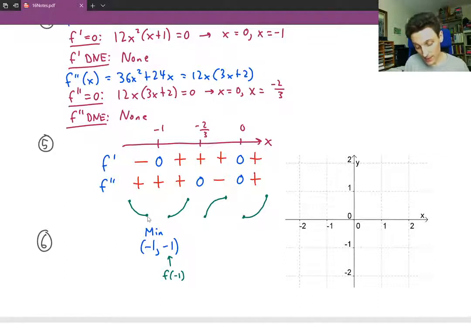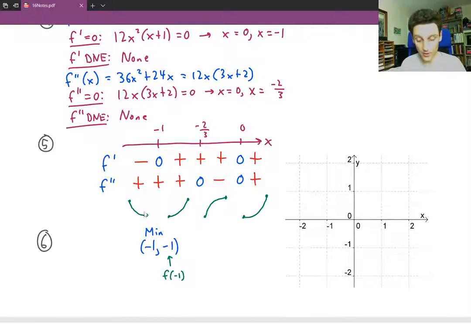Now, if we think about the first derivative test, we can think, oh, okay, this makes sense because the first derivative is changing from negative, which is going down, to positive, going up, so decreasing to increasing. So there's definitely going to be a local min at that x value of -1.